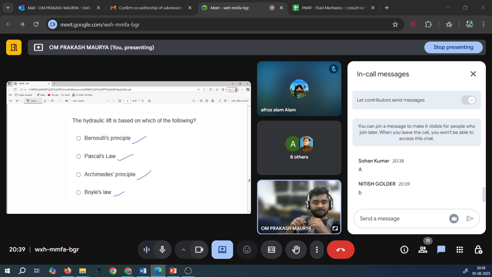One student is telling Archimedes, okay. Other students please also. And Nitish is telling Pascal law, okay. Gulshan is telling B. Yes, rise a little. For the previous question, yes, definitely it will rise a little bit because you are moving from lighter to denser fluid.